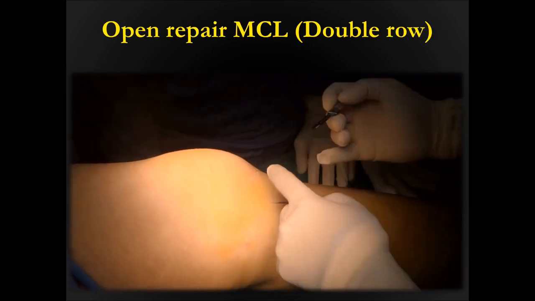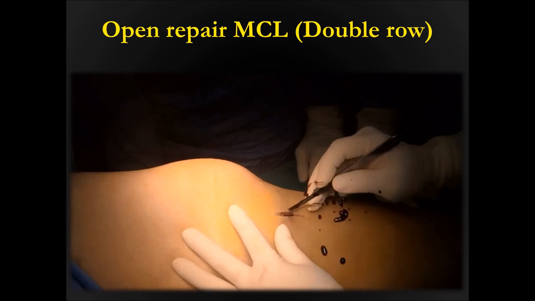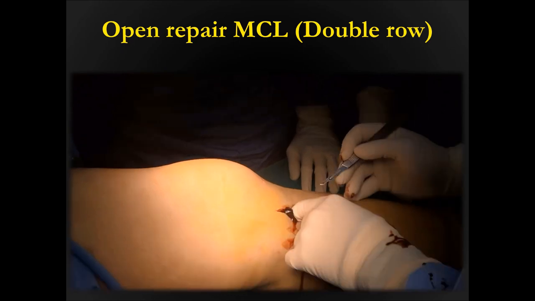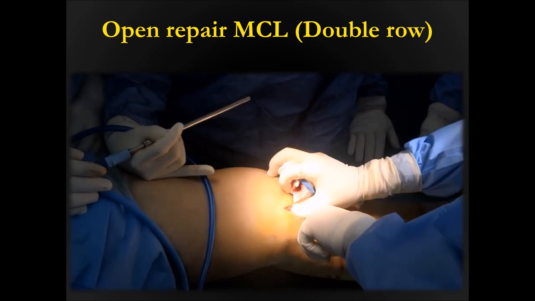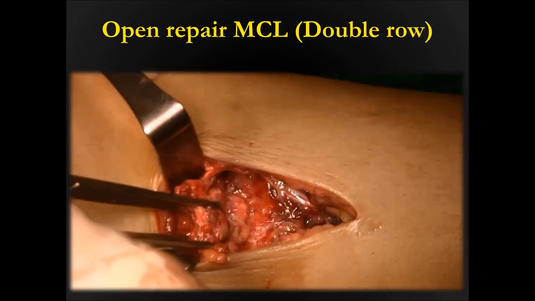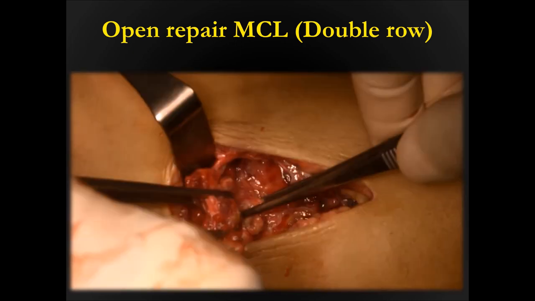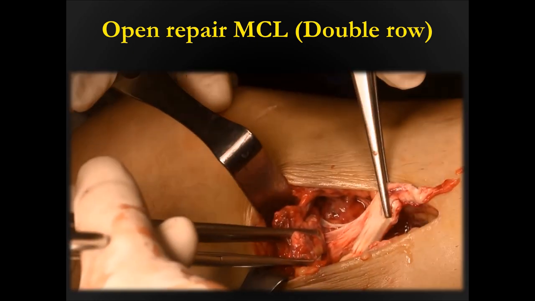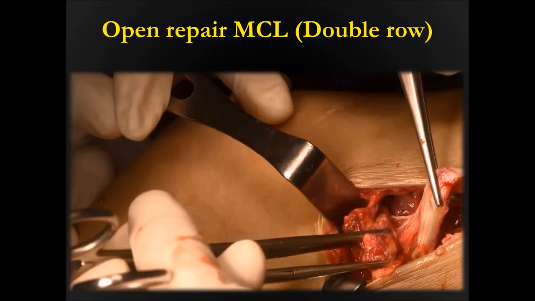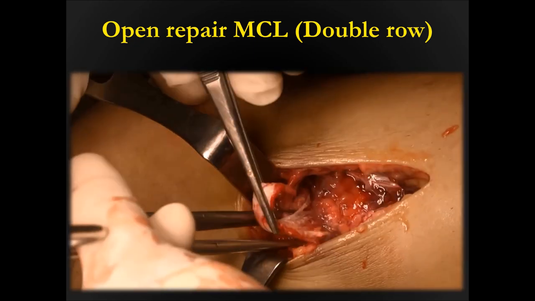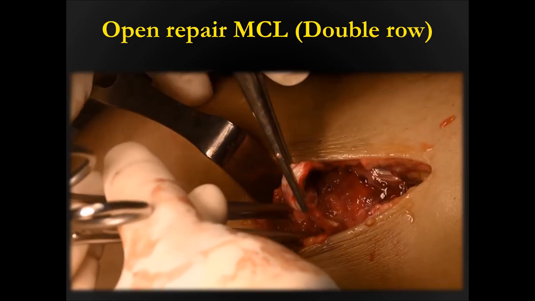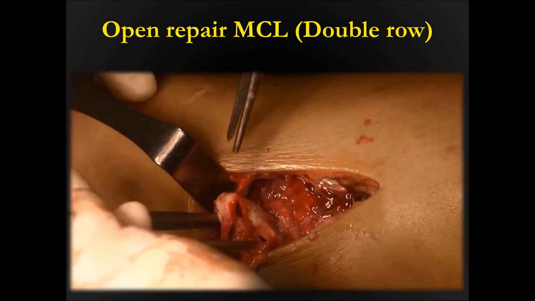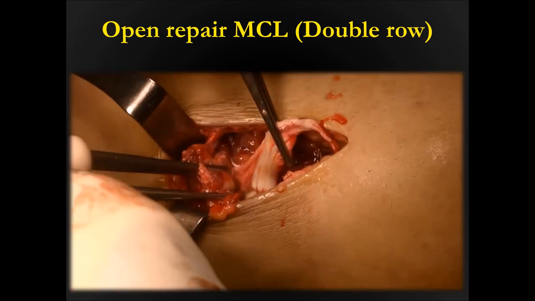So this kind of MCL you cannot treat conservatively, because the MCL is completely torn from the tibial side. Okay? So you make a small hole. You see? Right there. And you identify this MCL. You see? The MCL is torn. This is the superficial MCL, also the capsule. It's completely torn. This kind of injury, you cannot treat conservatively. So that's the indication for surgery. Okay? So we fix the MCL first.